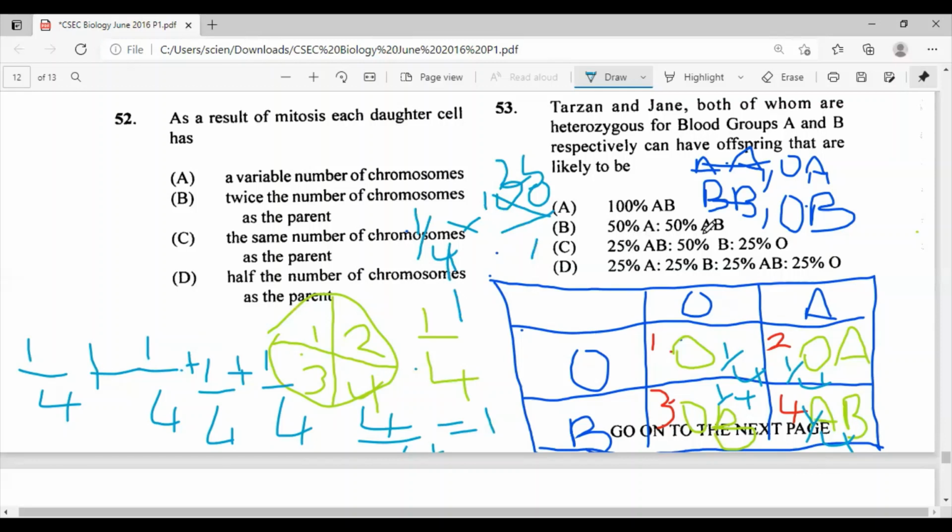Also remember, I told you that A has a possibility of being 2 capital A's, and OA. And they still mean blood group A. And it's the same thing for B, has a possibility of being 2 capital B's or OB, and it still means blood group B. So this is how we got our 1/4, guys.